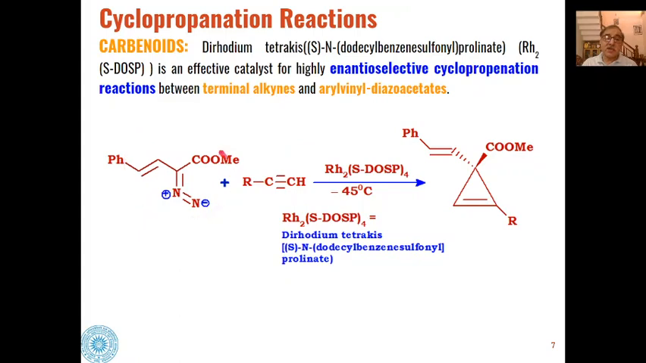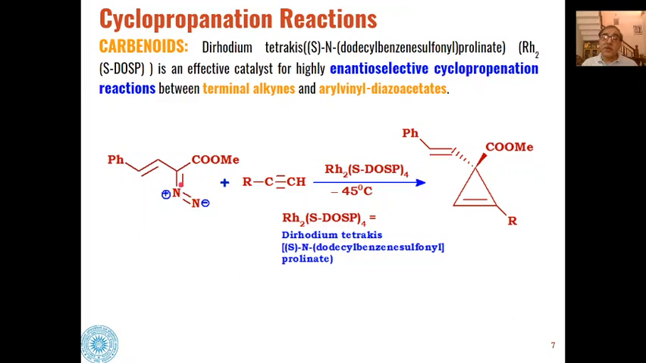So these are aryl vinyl diazoacetates, and this is the second substrate, that is terminal alkynes. So when we react these diazo compounds with these types of optically active rhodium complexes, then we will get a carbenoid here with the removal of nitrogen gas, and here we will get a carbon-metal complex. The metal here is rhodium.